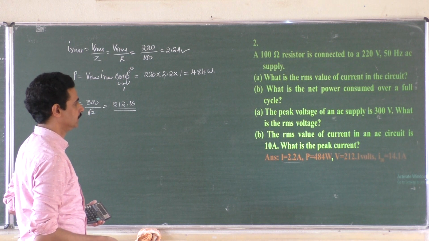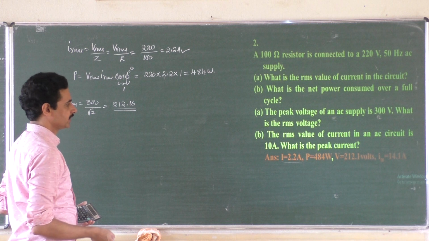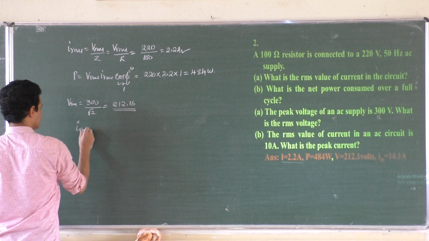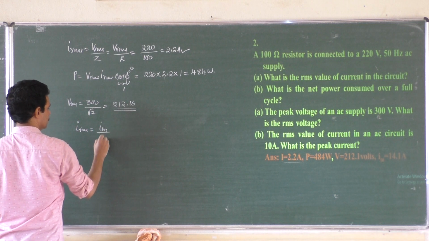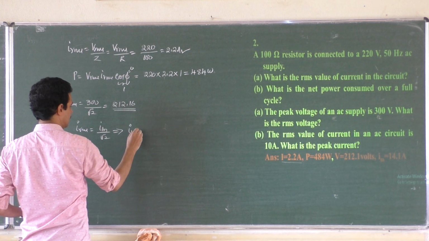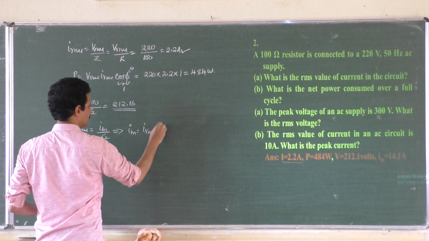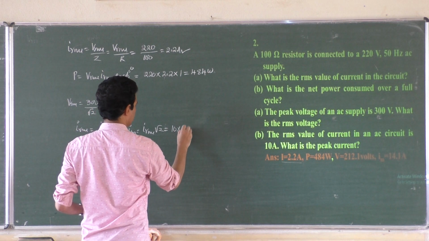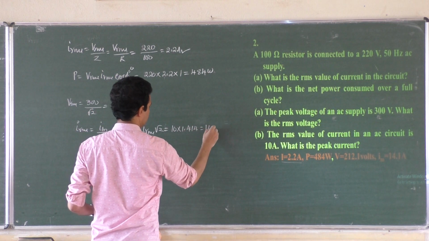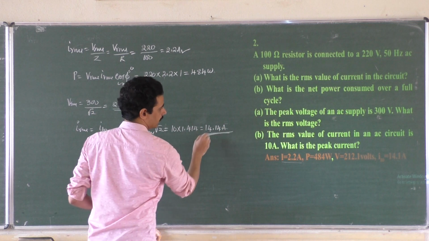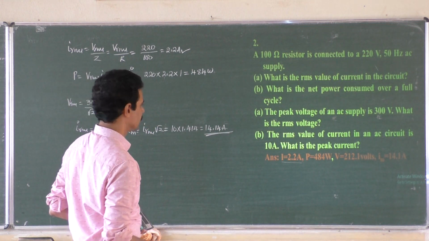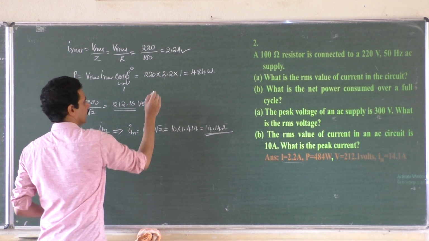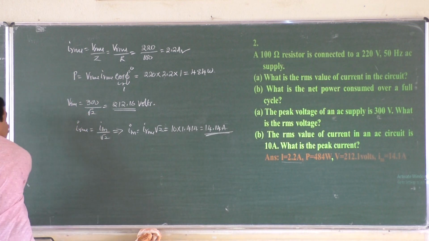The RMS value of a current in an AC circuit is 10 ampere. What is the peak value? IRMS is equal to Im by root 2. That implies peak value Im is equal to IRMS into root 2. RMS value is 10 into 1.414, that is 14.14 ampere. Is it correct? 14.14, 212.16, everything is correct. Here I have not written unit. Yeah, second one is over. Third one.